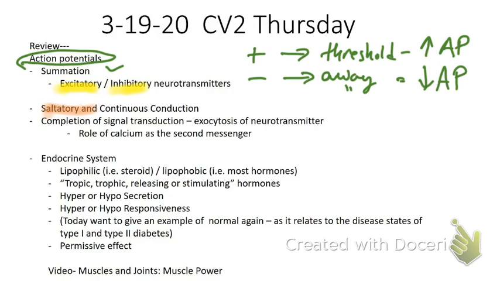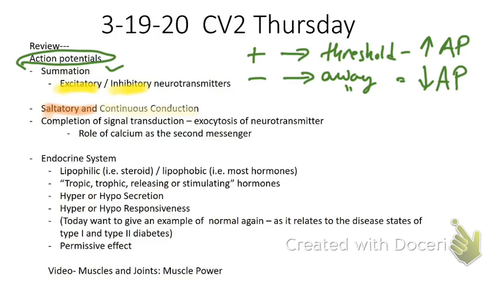And we've seen how saltatory conduction with the myelination increases the speed of conduction because you only have to generate action potentials at the nodes, and it's able to transmit electrically through the spaces between the nodes, through the myelinated area. And that continuous conduction would be slower, because you have to generate action potentials all the way along the axon.